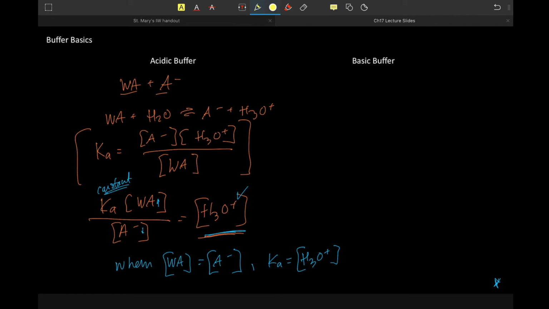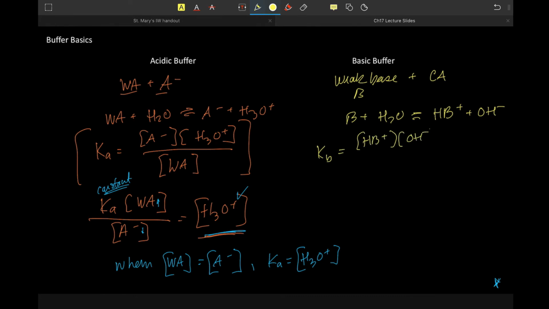Okay, so if we look at it on the flip side with the basic buffer, we need to have a weak base and its conjugate acid, that's what it needs to be composed of. The way we're going to symbolize weak base is just with a B: base plus H2O is going to give us a protonated base plus OH minus, yes? All right, so if we start here, then we could write a Kb expression, which is going to say protonated base, hydroxide ion, over base, yes? And that's our Kb expression, and again, hopefully you've just memorized that, otherwise you can always just work your way there.